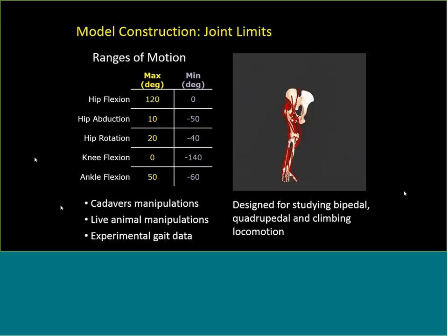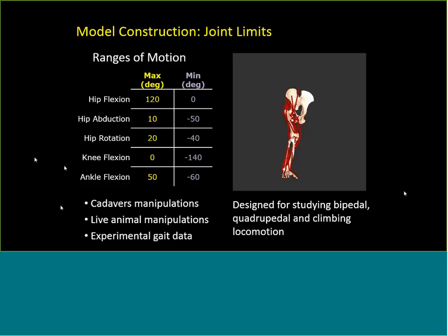And so there's a bit of a compromise made there. The ranges of motion from minimum to maximum value that we have here were based on manipulations we did on cadavers, some manipulations we were able to do on live animals while they were anesthetized, receiving veterinary care, as well as making sure that these met or exceeded the range you would expect based on experimental data for the activities we were interested in.